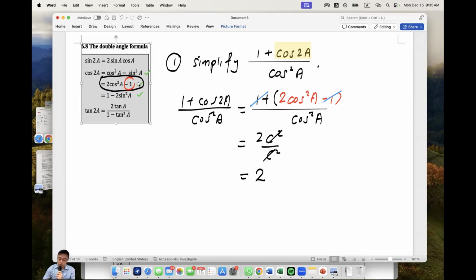And how about number 2? Simplify again. How about we have 1 plus cosine 2a over 1 minus cosine 2a. Can you do this simplification before I discuss here? Do number 2.